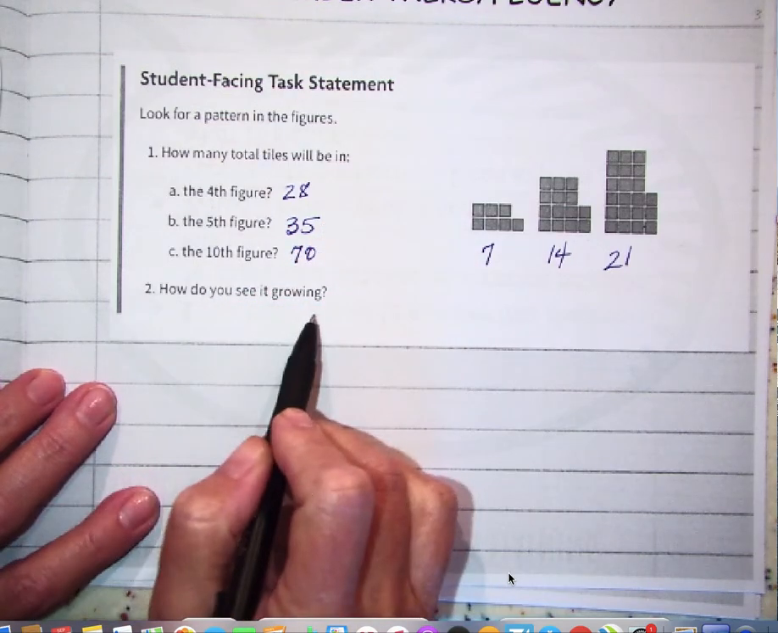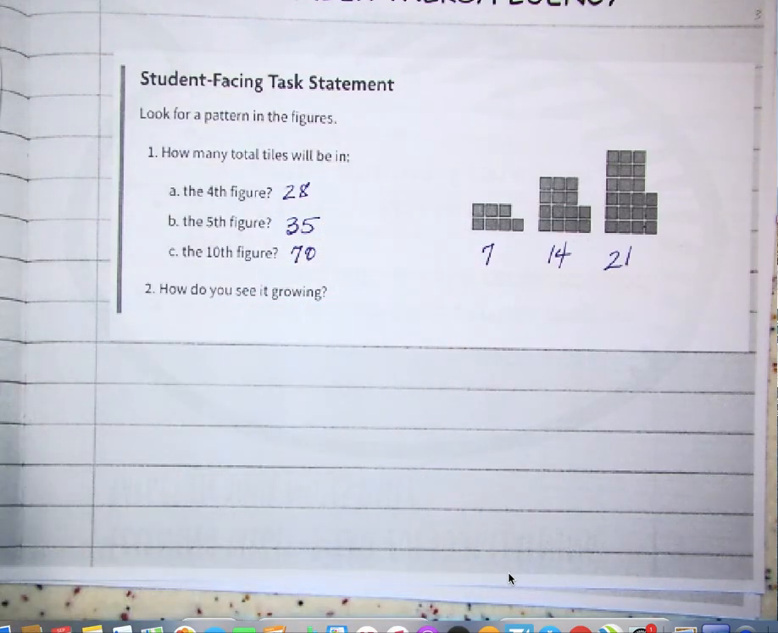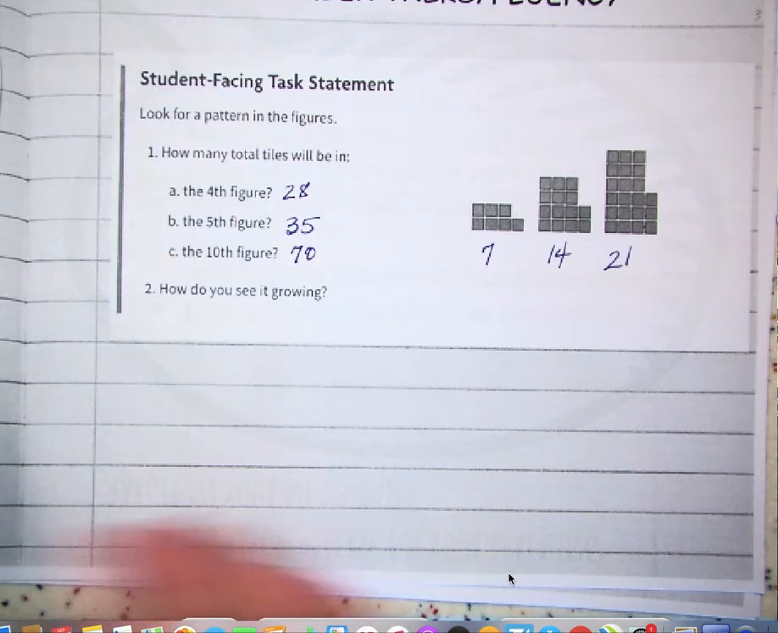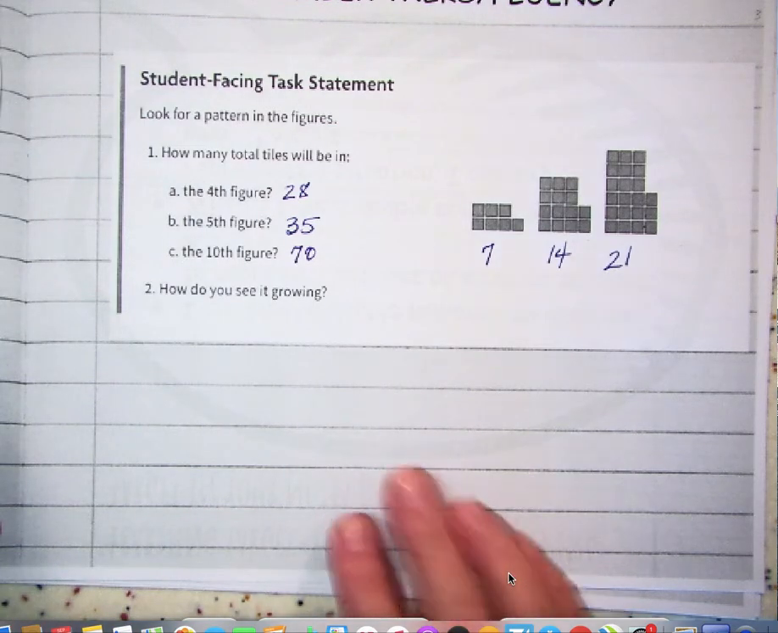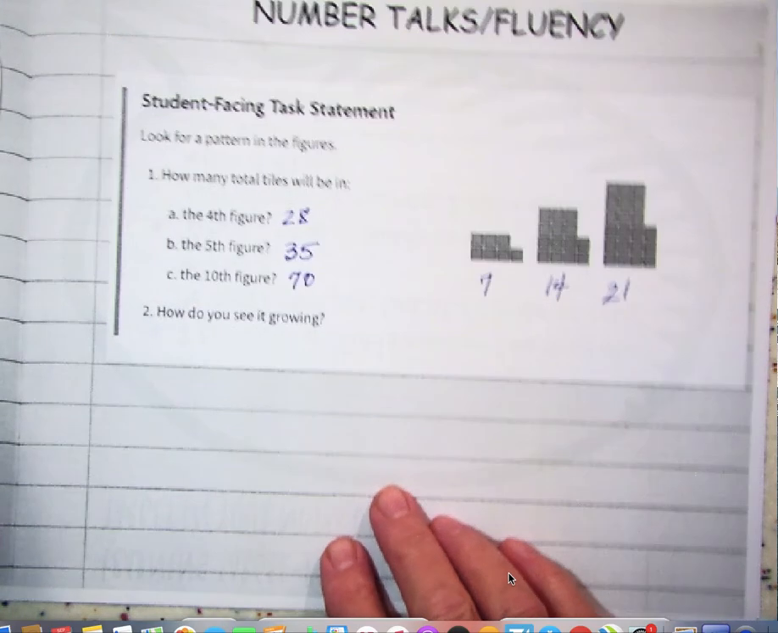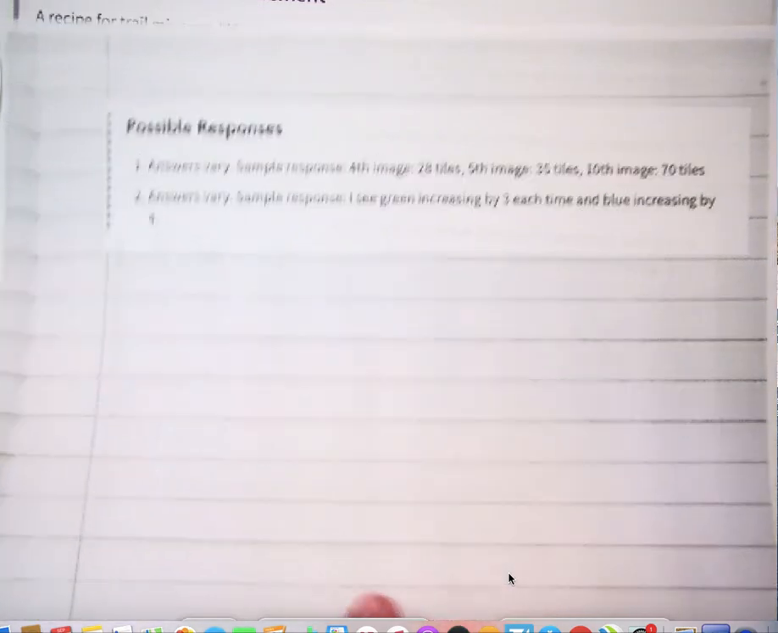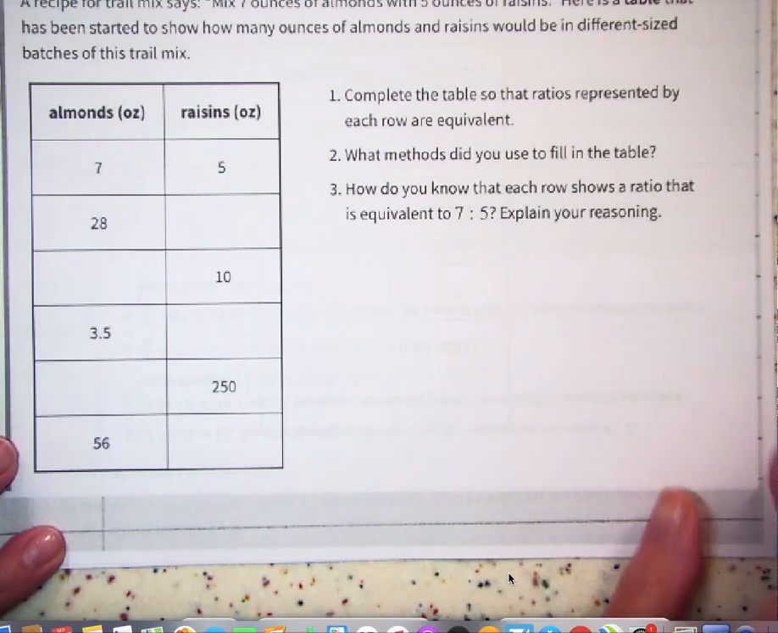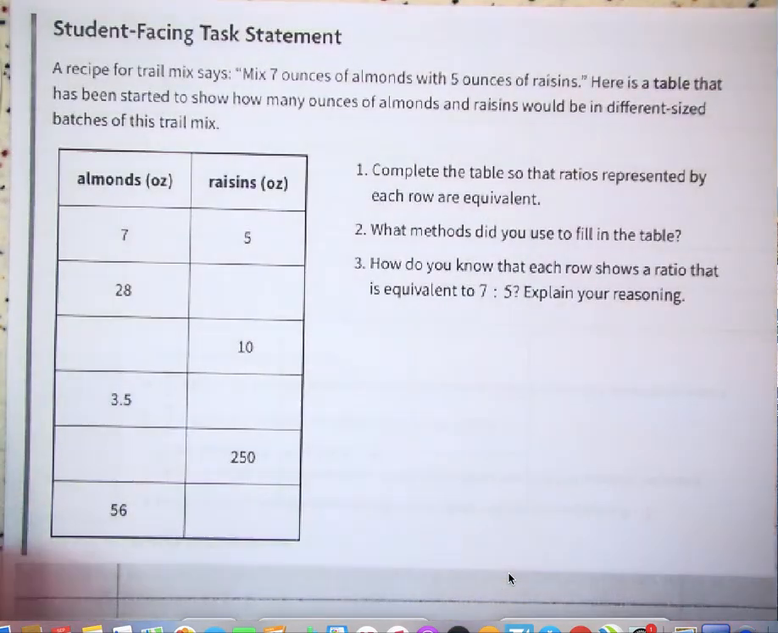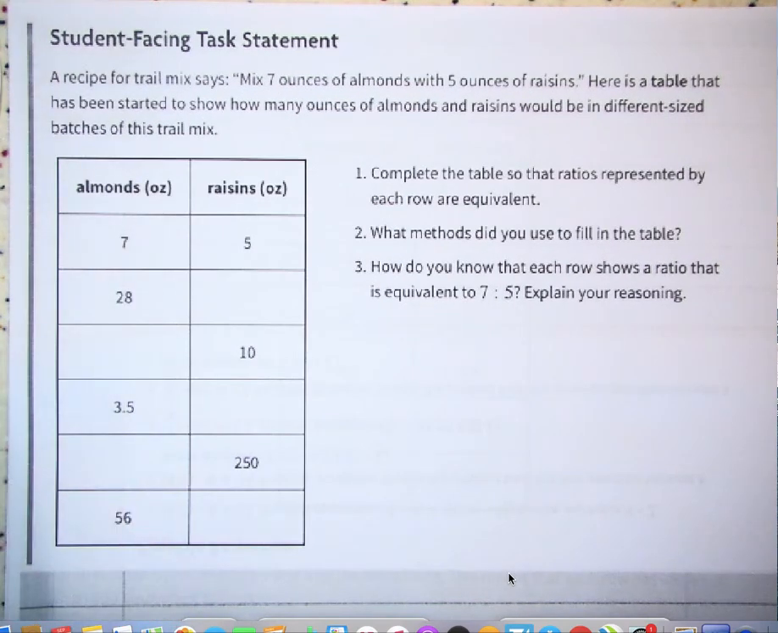And I think we've already addressed the idea of how we see it growing. We see it growing by a row of 4 and a row of 3 each time. Okay, so let's go on to tables. Okay, and we're talking about almonds and raisins as a recipe for trail mix.